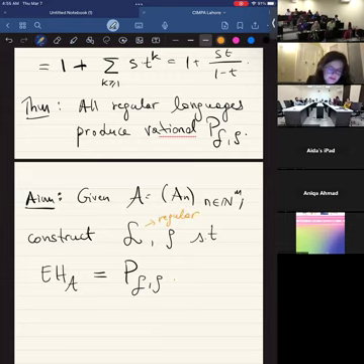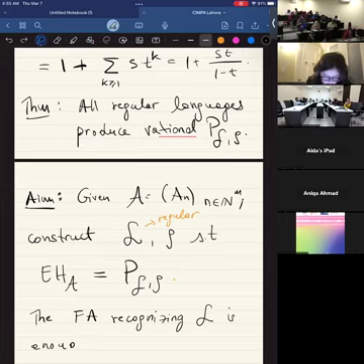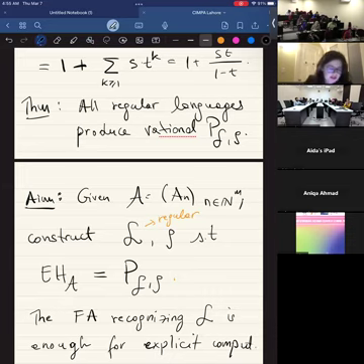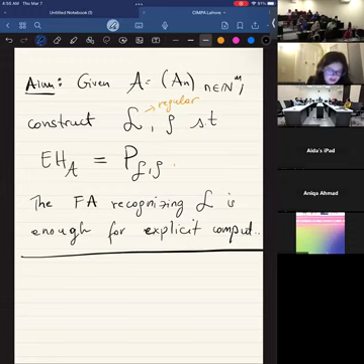Okay. And the literature says that the finite automaton recognizing L is enough to do explicit computations. And in the tutorial I'll say how we use the finite automaton to really compute this rational form. But okay, so I gave one definition of a language in that form.